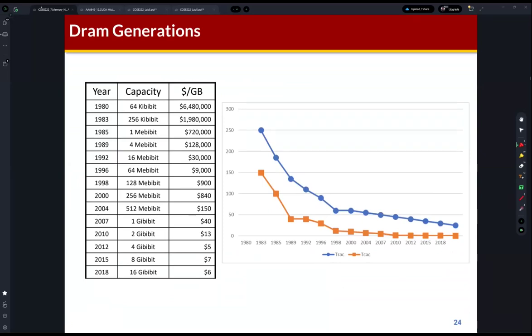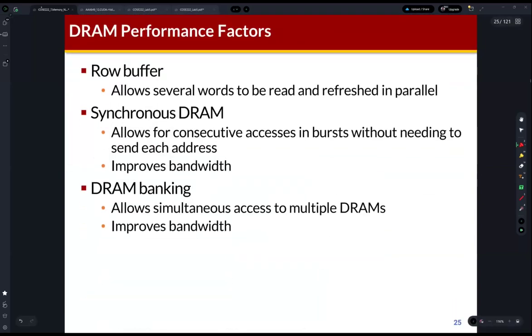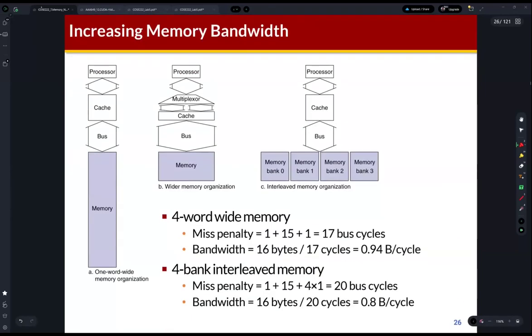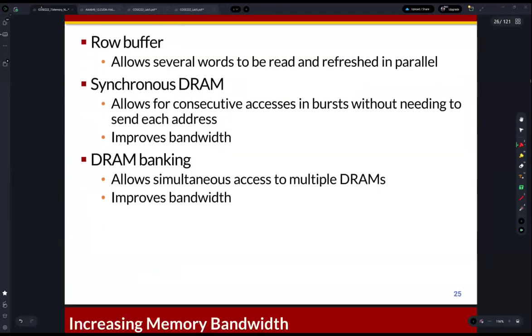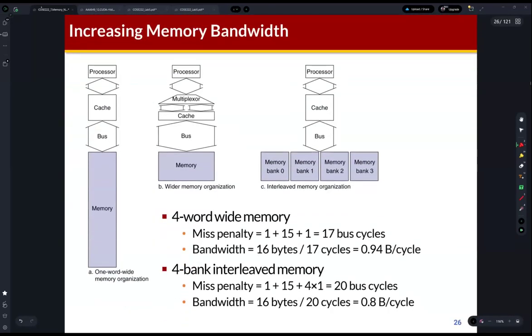So this slide shows the technology advances in the DRAM technology. You can find that the capacity is increased, the cost is reduced. Right? It represents the cost per gigabyte. Right? Then, I will explain this, but I hope you can understand this one.